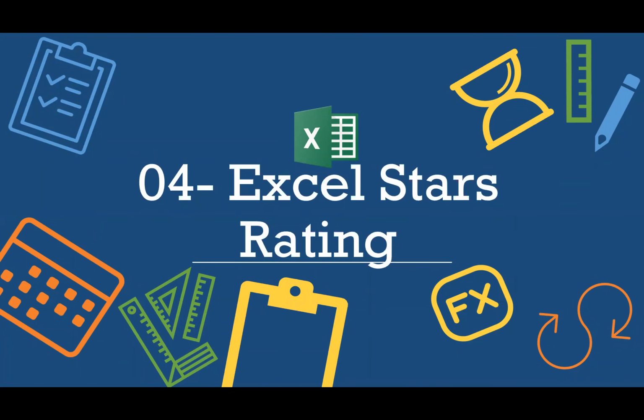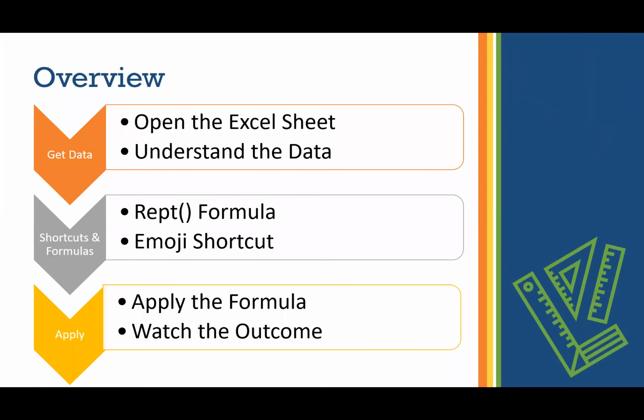In this video, we're going to see how to add a 5 stars rating column to a table inside Excel. So let's get started. We have 3 simple steps. Step number 1 is to get the data, understand the data. Step number 2 is to be familiar with the repeat formula and emoji shortcut inside Excel. And step number 3 is to apply what we know and see the outcomes.